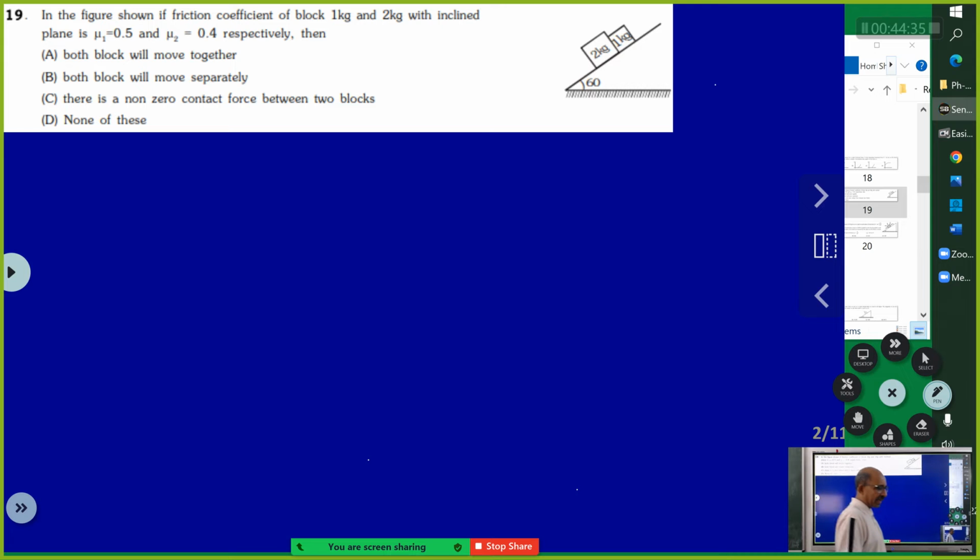Did somebody first examine whether the bodies will slide? Did you make sure both the bodies can slide? Will both the bodies slide? So first make sure both the bodies will slide.